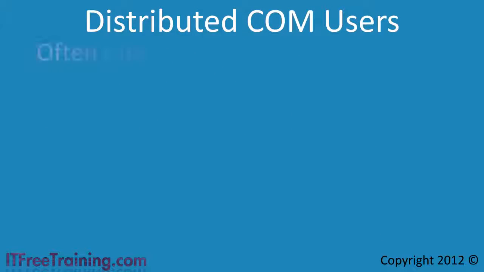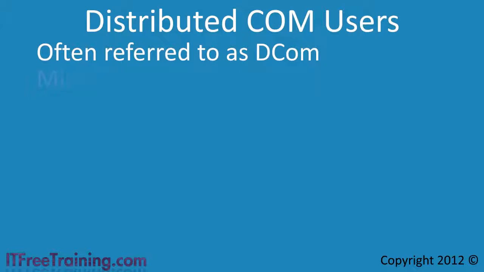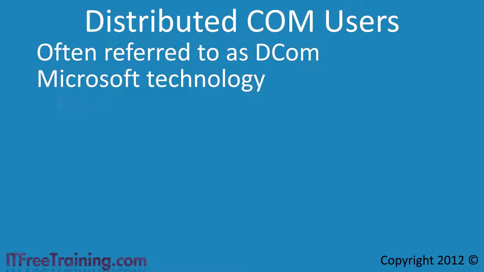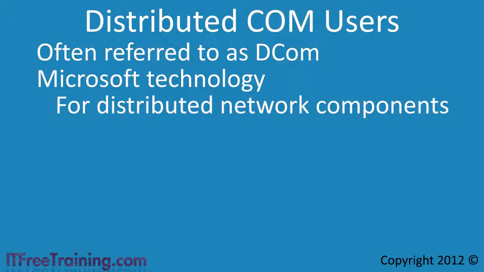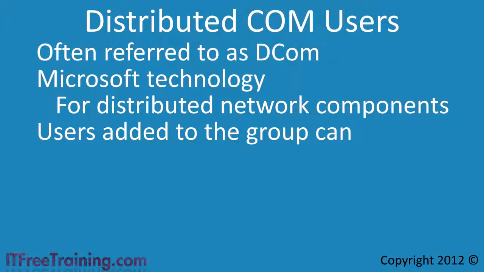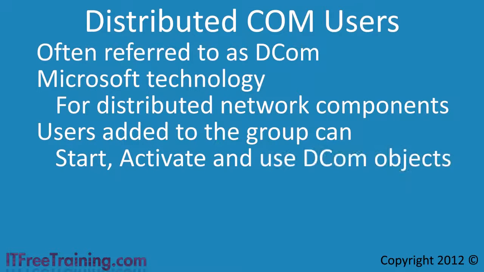The next group is Distributed COM Users. Distributed Component Object Model, often referred to as DCOM, is a Microsoft technology that allows communication between distributed network components. If you add a user to this group, they can start, activate, and use DCOM objects on that computer.